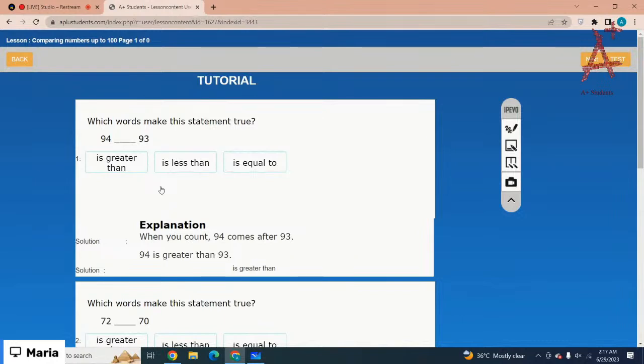Okay, which words makes the statement true? 94 and 93, you have to compare. So when you count, 94 comes after 93, isn't it? So that means 94 is greater than 93.